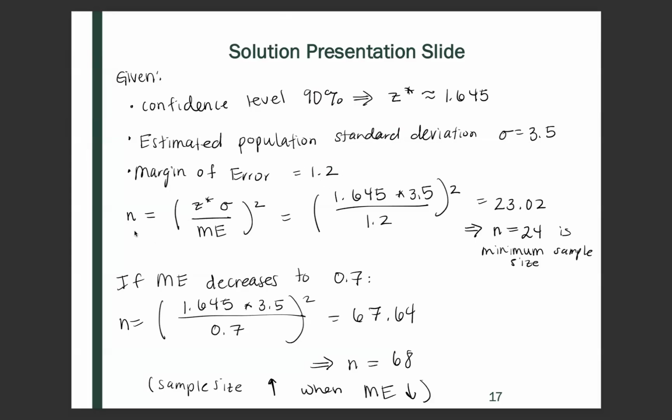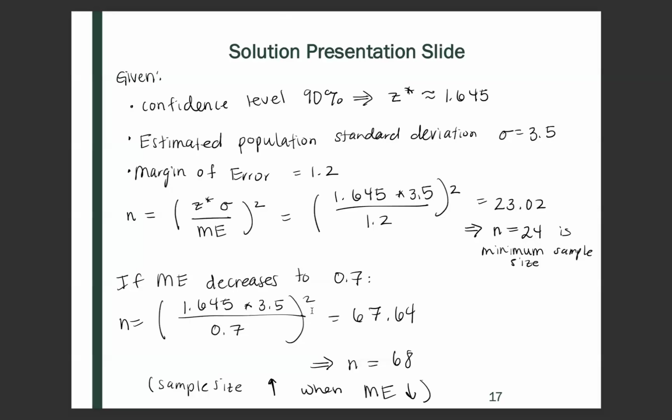So the minimum sample size needed is going to be z-star times our estimated population standard deviation divided by the margin of error, all squared. So that's going to be 1.645 times 3.5 divided by our margin of error of 1.2, squared, which gives us 23.02. But because we're trying to find the minimum sample size, we need to round up to the next whole number, because we can't have a fraction of a subject in a sample. So we round up to the nearest whole number. So 24 is the minimum sample size needed.